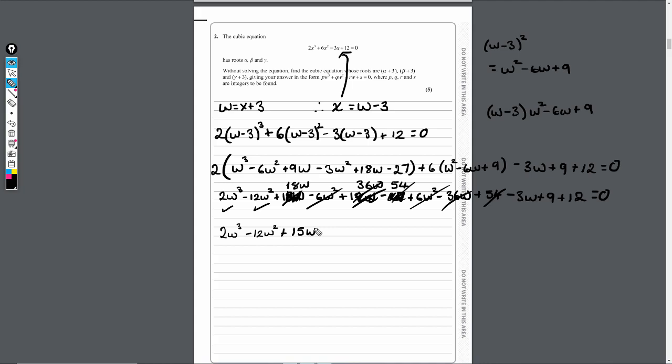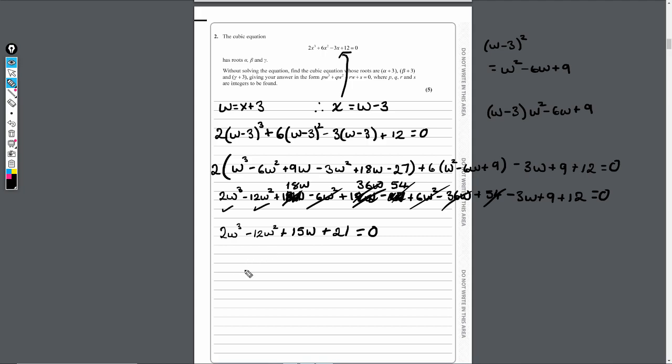I know I've made a mistake somewhere, so it's very easy to make a mistake with these, so just be very careful. Plus 15w, and then at the end I've got 9 plus 12, giving me plus 21. And this is equal to 0. And this now is the cubic equation with these roots.